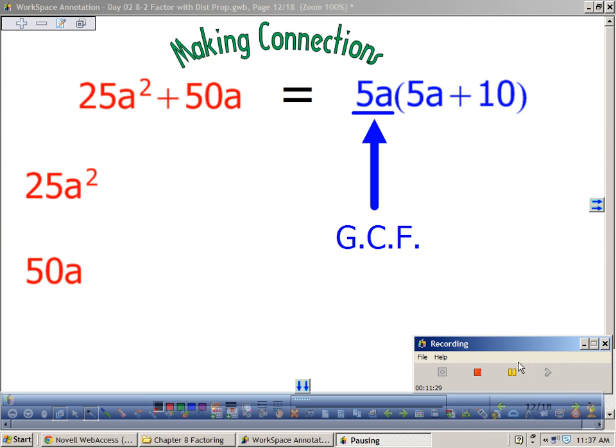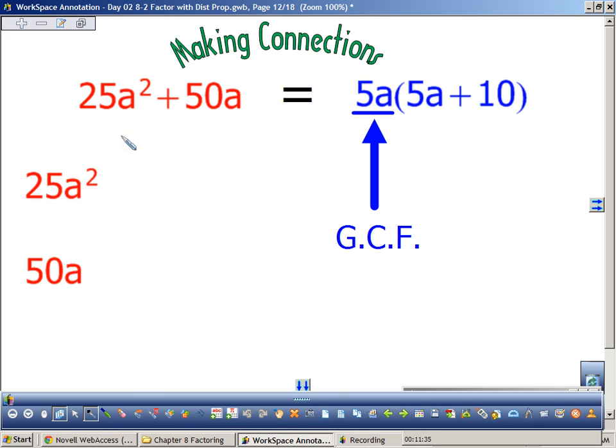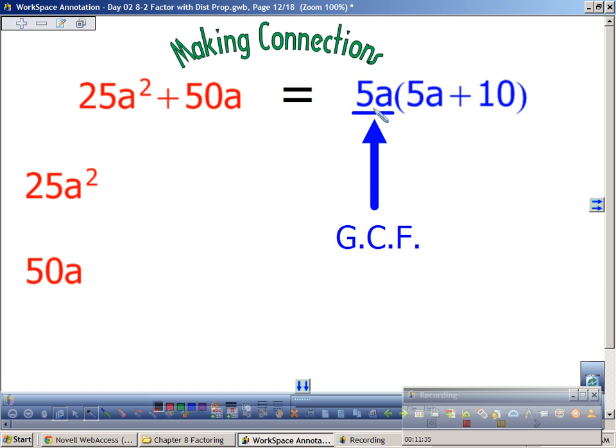Questions, anyone? All right, so pencils down. I just want you to pay attention to this because we're going to finish this up probably tomorrow. Okay, so if I have 25a squared plus 50a, and I say that my GCF is 5a times the quantity 5a plus 10, is this correct?